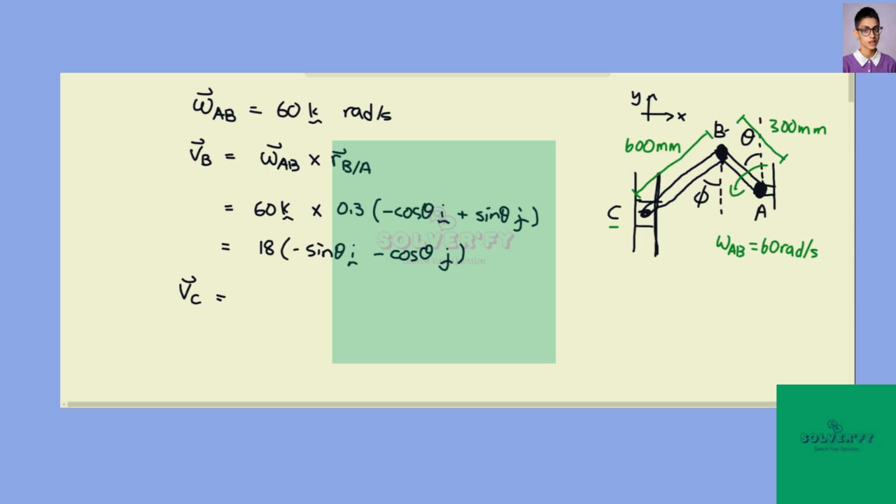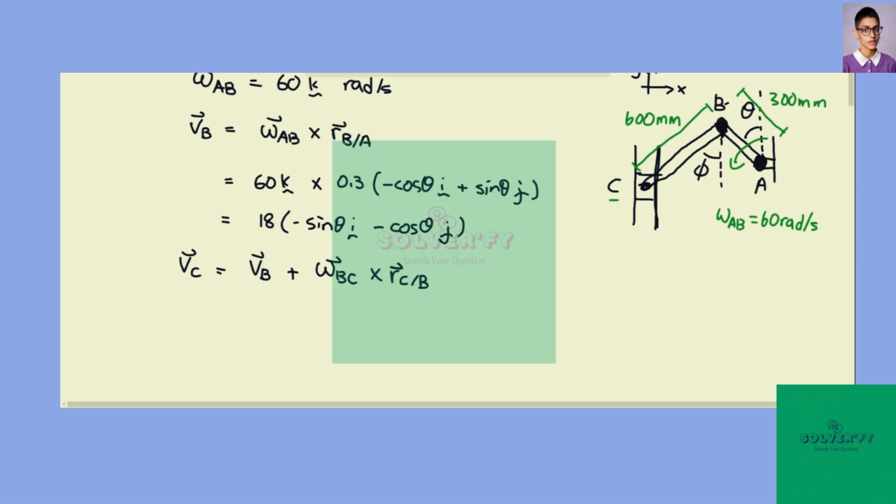Then we have VC equals VB. This is the relative velocity equation. VC equals VB plus omega BC cross r, the position vector of C relative to B.